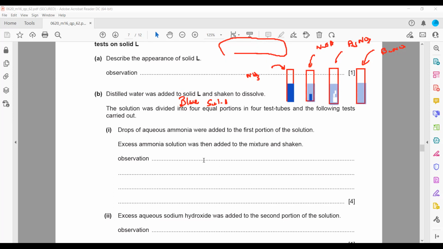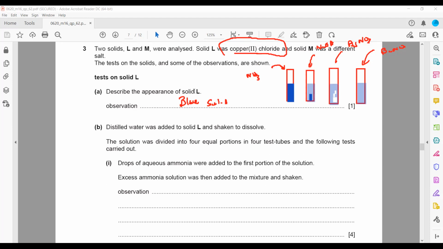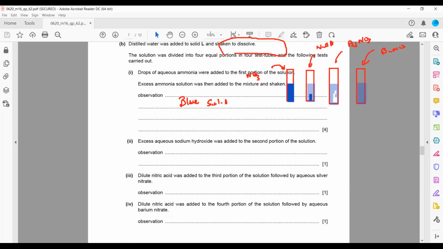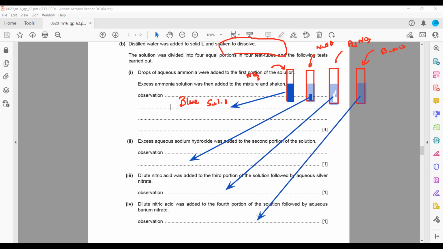This is what happened in this question. Adding aqueous ammonia, there was a blue PPT, and the precipitate dissolved to form a deep blue solution. Adding sodium hydroxide, it will form a blue PPT. Adding silver nitrate, because there is a chloride ion, it will give a white PPT. Adding barium nitrate, because there is no sulfate, there is no visible change or no reaction.